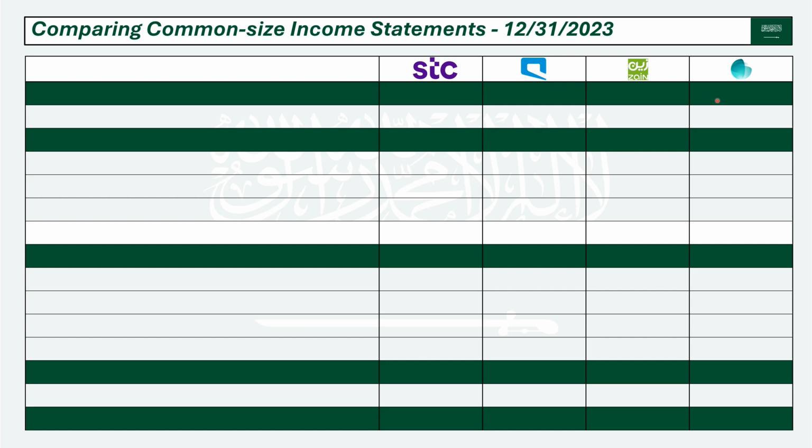Those are the four companies. Let us start with revenue. Dividing revenue by revenue will give us 100%. Yes, you are correct. So let's see the cost of sales. Regarding cost of sales, Zain had the lowest, 41%. In other words, the cost of sales of Zain in 2023 was 41% of the revenue. In the second position, we have Mobily with 44%. The third position goes to STC with 48%. And finally, Go Telecom with 70%.